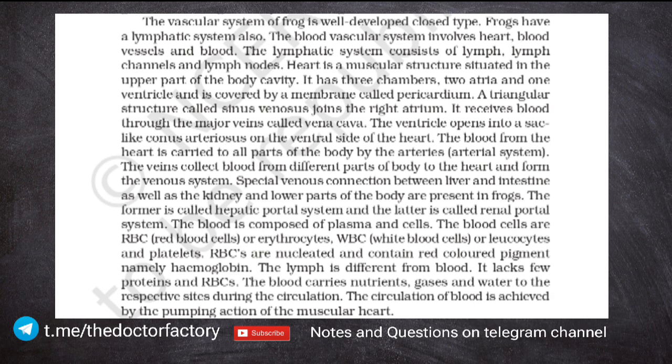It receives blood through the major veins called vena cava. The ventricle opens into a sac-like conus arteriosus on the ventral side of the heart. The blood from the heart is carried to all parts of the body by the arteries, that is, the arterial system. The veins collect blood from different parts of the body to the heart and form the venous system.